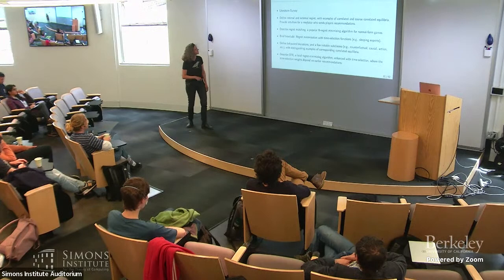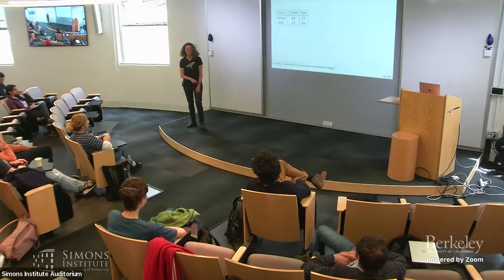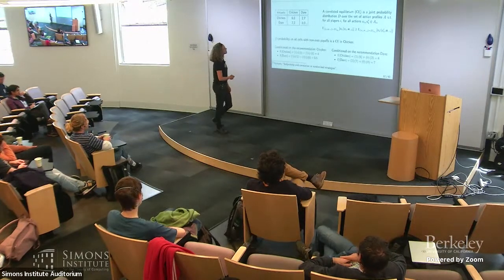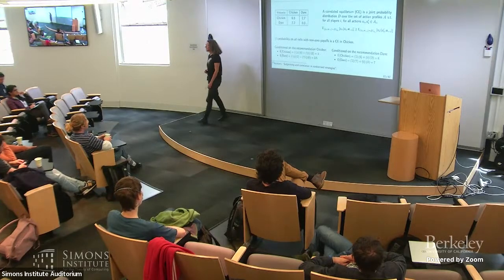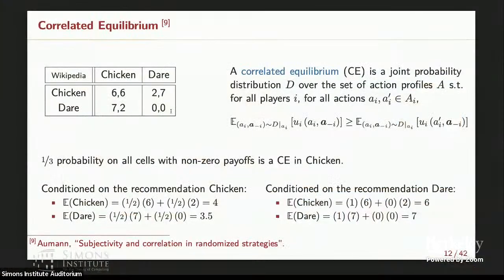All right. Here's what's coming. Let's do that. All right. So definition of correlated equilibrium. I think most of us know this. I'll just tell you very briefly. One way to think about it is that you get a recommendation. Each of the players gets a recommendation.